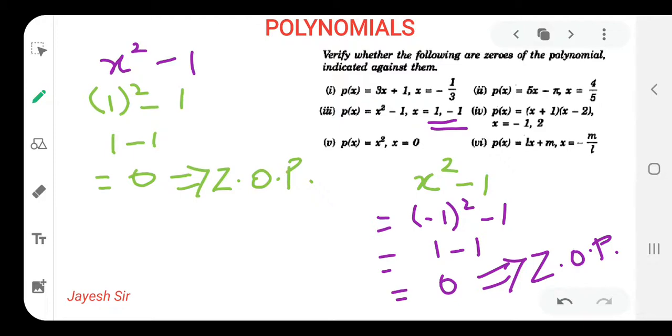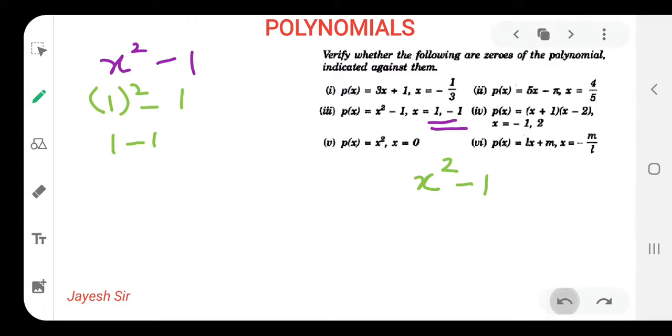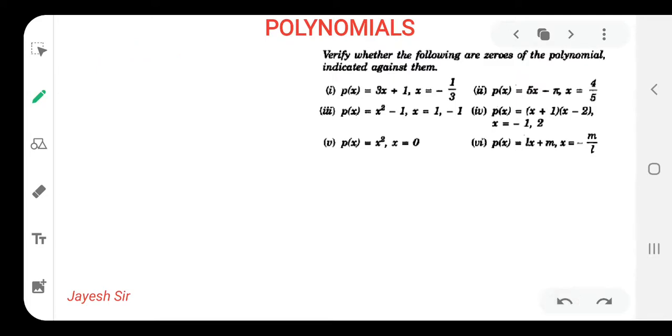So let's move to our fourth sum, that is x plus 1 and x minus 2. Yes, that is our equation for the polynomial. So there we have to put the values of x as minus 1 and 2. What we have to put, friends? We have to put the values as minus 1 and 2. If you have understood, then pause the video and try to solve by your own.